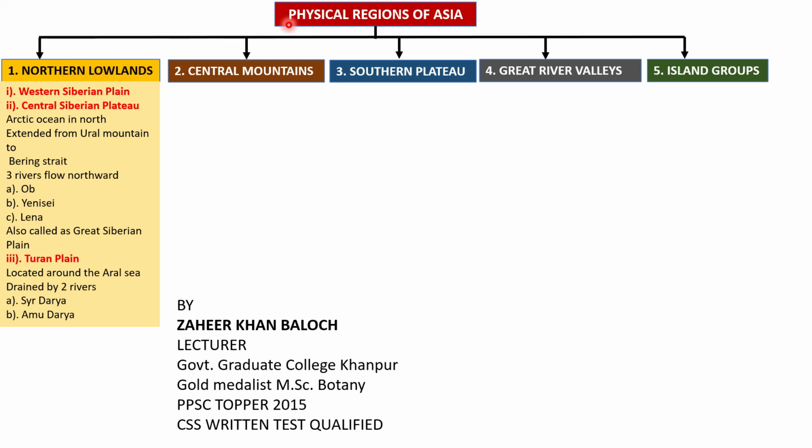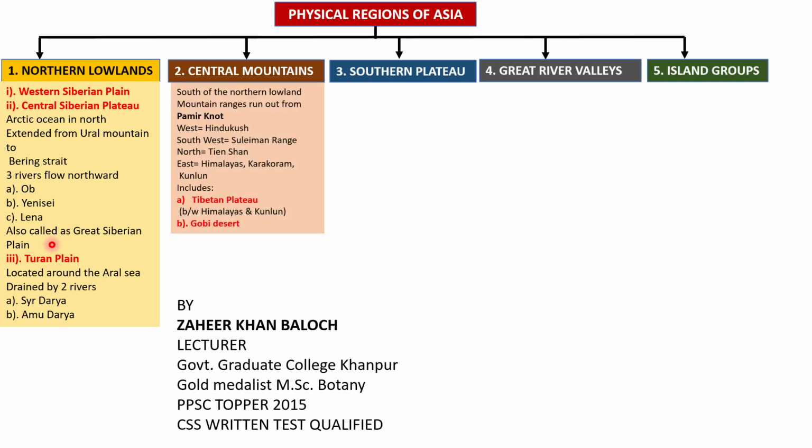This northern lowland of Asia includes the western Siberian plain, central Siberian plateau, and Turan plain. Both the western Siberian plain and central Siberian plateau have the Arctic Ocean on their north side, and they extend from the Ural Mountains to the Bering Strait. Three rivers flow through the northern lowland: the Ob River, Yenisei River, and Lena River.